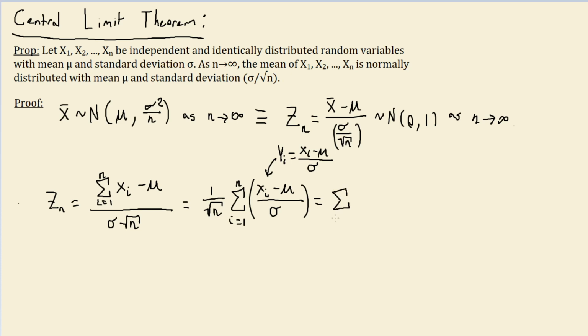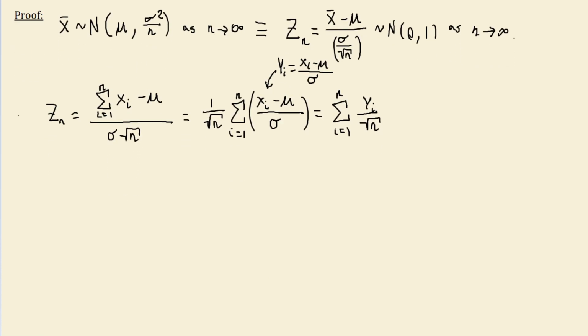Into the sum from i equals 1 to n of y sub i over the square root of n. And now, as we outlined at the beginning, what we want to do is try to find the moment generating function of this random variable here as n tends towards infinity. But an important step along the way will be finding the moment generating function for this random variable.